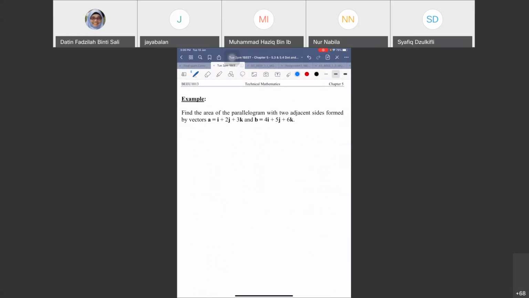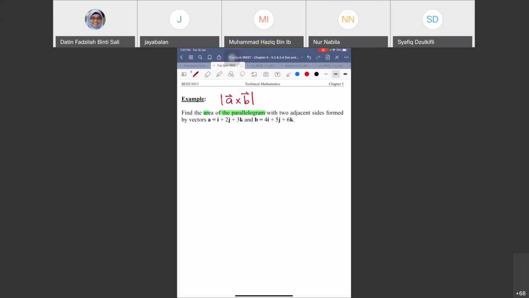Find the area of the parallelogram with two adjacent sides formed by vector A and vector B. So if you come across this phrase, area of a parallelogram, immediately you recall that it will be given by the magnitude of the cross product. In this case, it is A cross B. Sometimes when I write the magnitude, I use the double bar, sometimes a single bar. It doesn't matter, it's the same. Don't get confused.